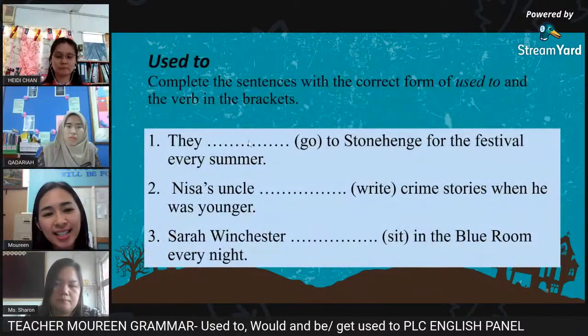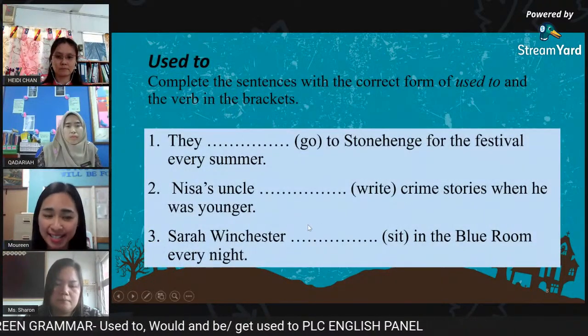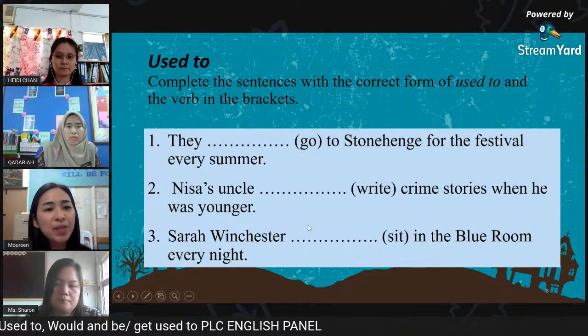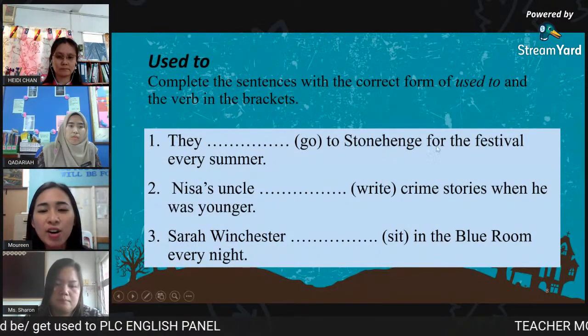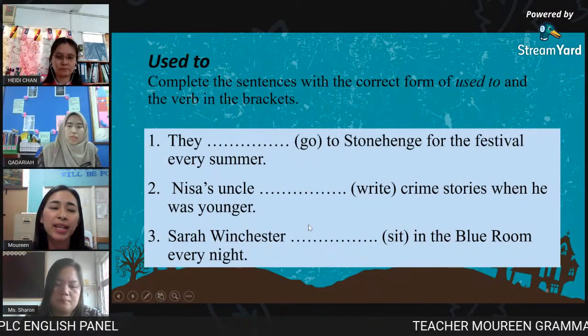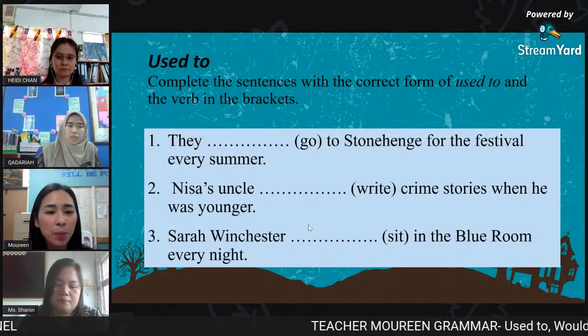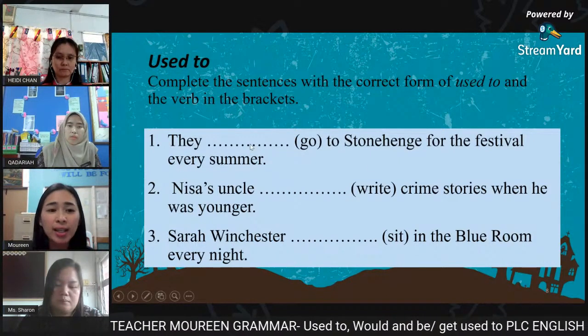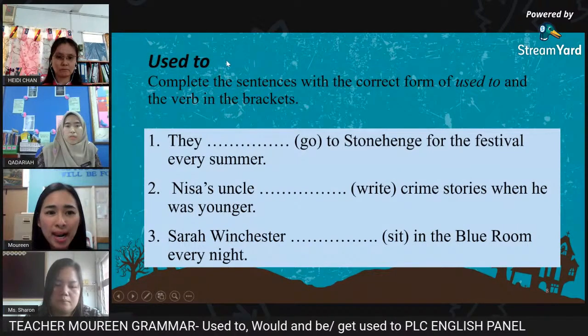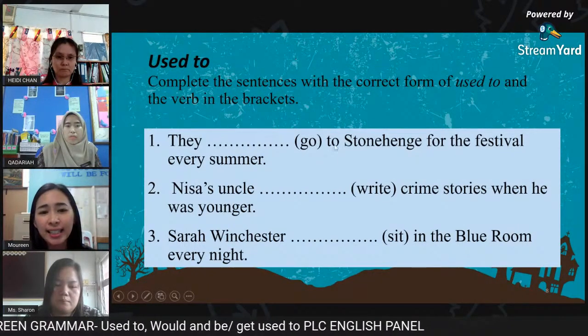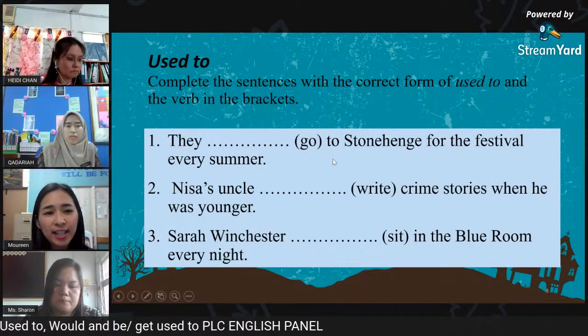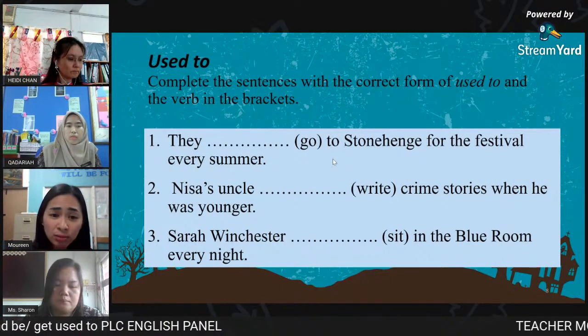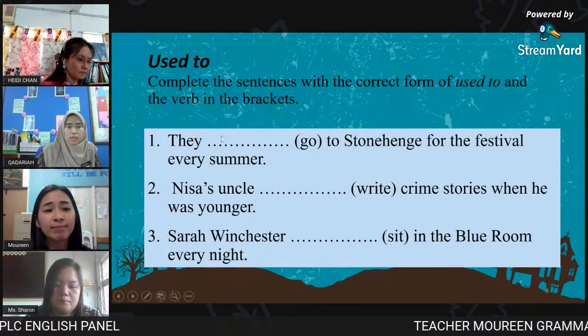Okay, now this is another little exercise to check your understanding. So, used to: complete the sentences with the correct form of used to and the verb in the brackets. So the verb is given to you. So remember just now the formula for used to plus verb. The example given is Kelvin used to enjoy. So now how do we write this one?